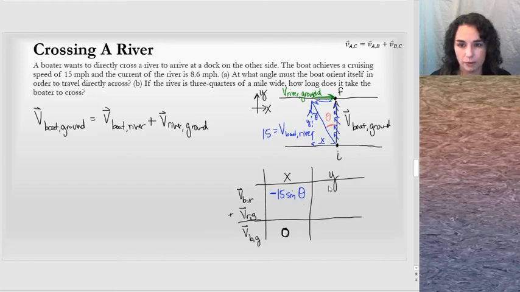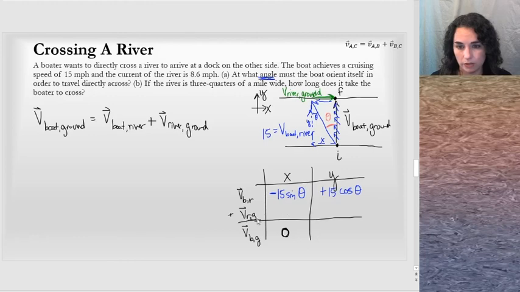It has a y component. I'm going to go ahead and put the y component in here. The y component is the adjacent leg, so it has to be cosine, and it's in the positive y direction. So plus 15 cosine theta. Remember, I don't know theta. At what angle must the boat orient itself? So we're finding the angle.